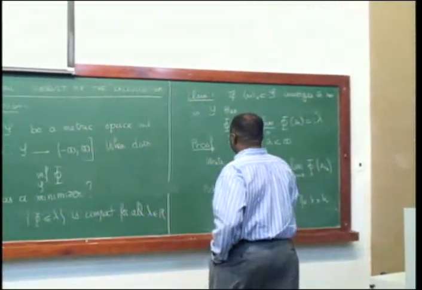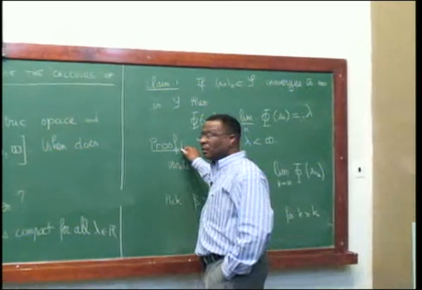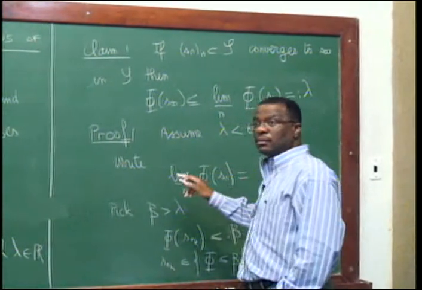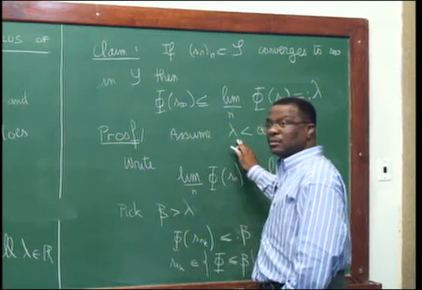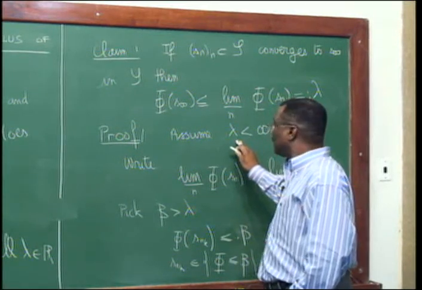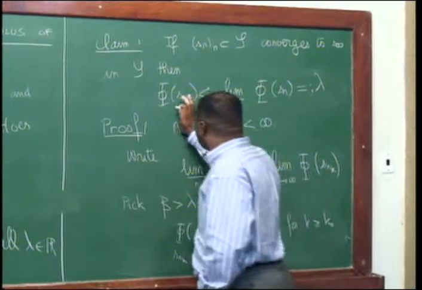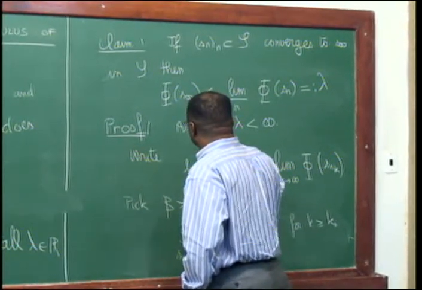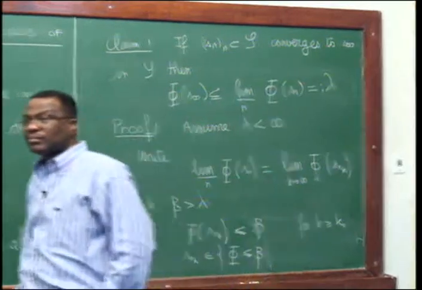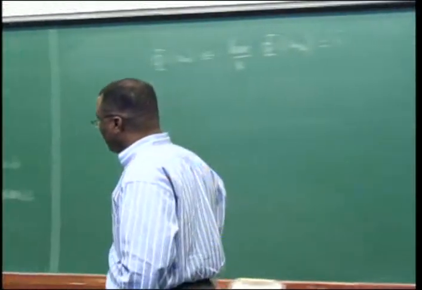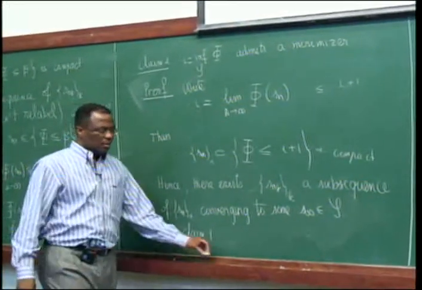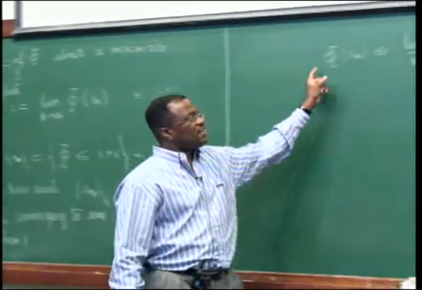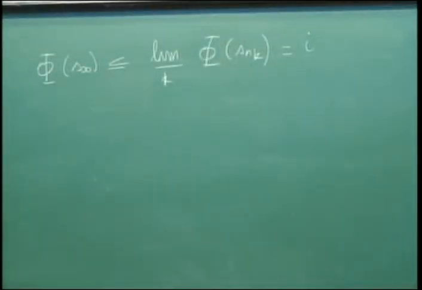This is the proof of claim 1. Assume lambda. So phi of S infinity is smaller than or equal to the infimum. Therefore, S infinity minimizes phi.